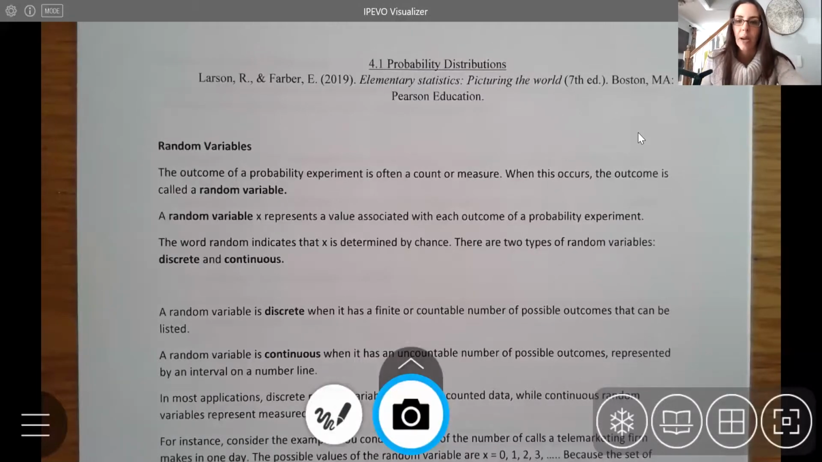Today we're going to start chapter 4, which is on probability distributions. So taking what we've already learned in chapter 3, but really extending it a little bit further. So first, some definitions. Random variables.